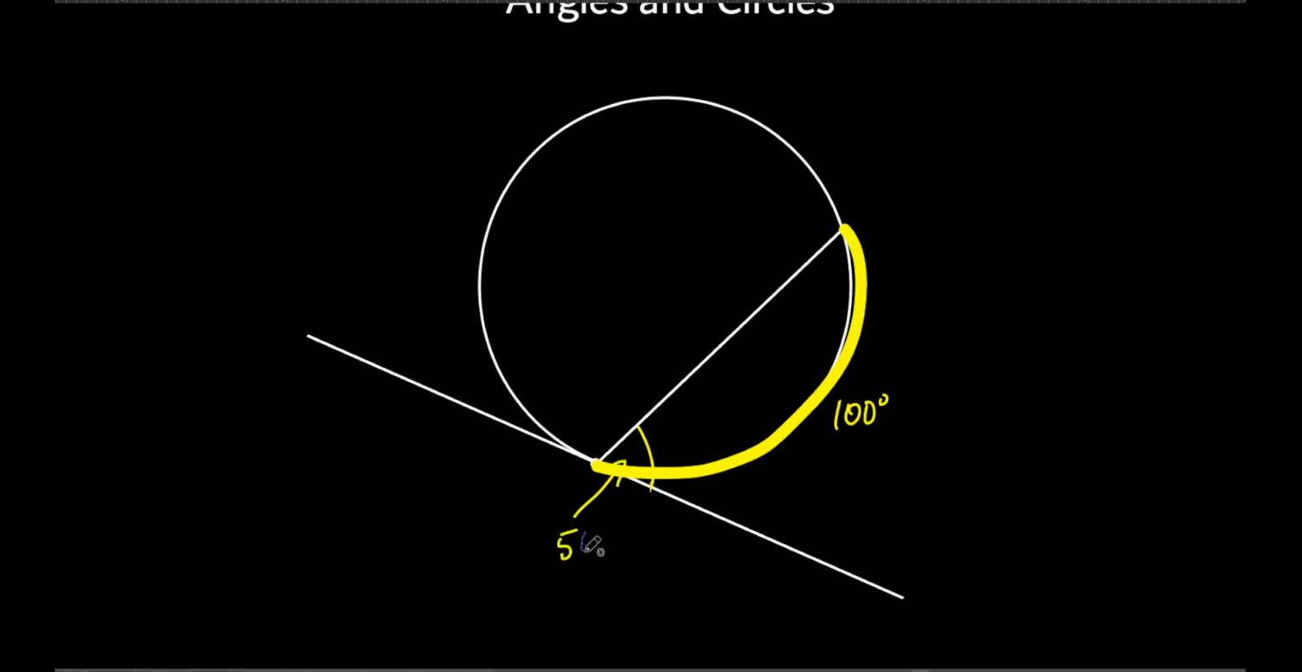It's 50 degrees. Simple. No big deal. Everybody got it? So that's our first theorem. I didn't write the theorem down. It's in the book if you want to write it down.